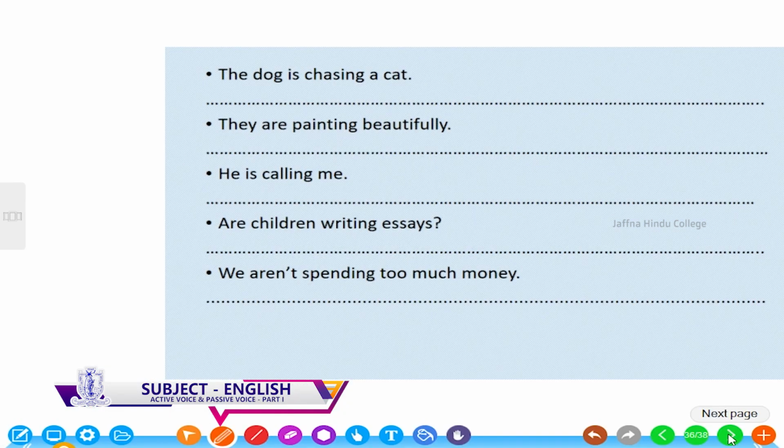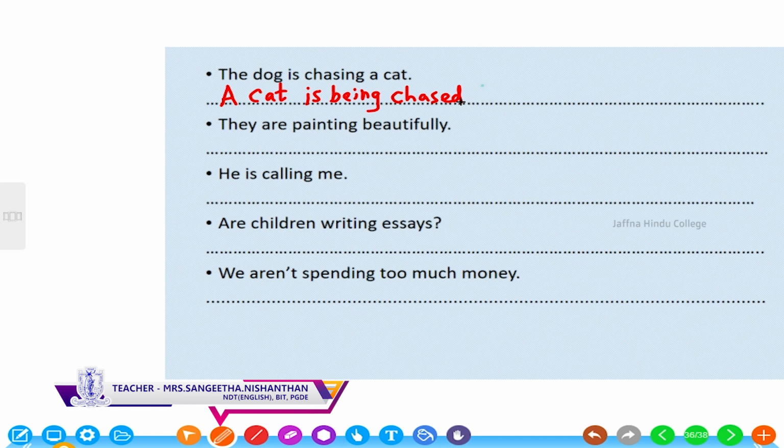The dog is chasing a cat. Who or what? The dog. What is it doing? Chasing. What is it chasing? A cat. So, the object is a cat. Singular and present continuous. So, is being. The past participle of the main verb is chased. The cat is being chased by the dog.